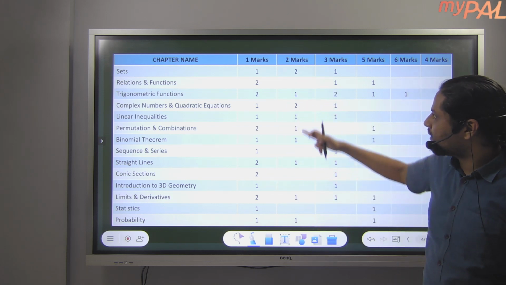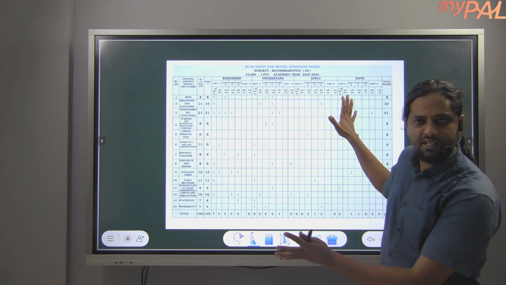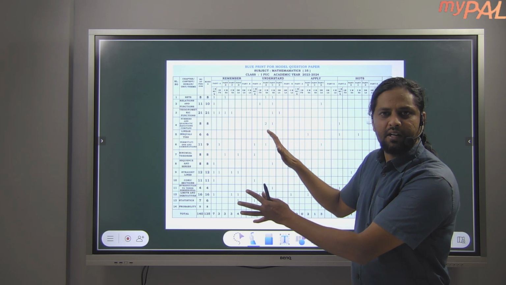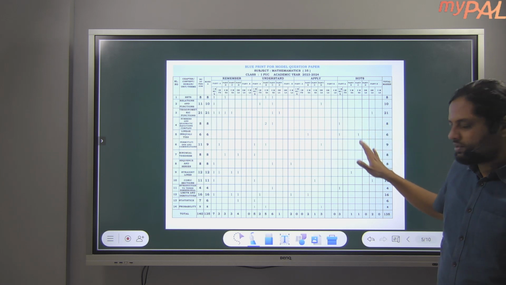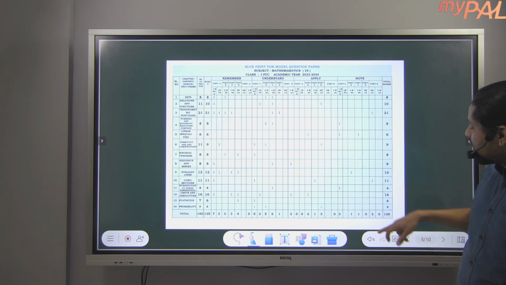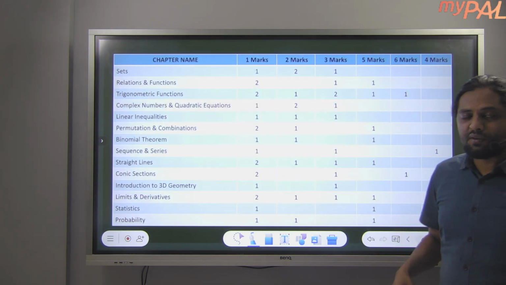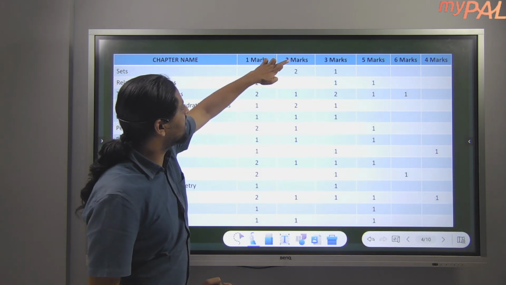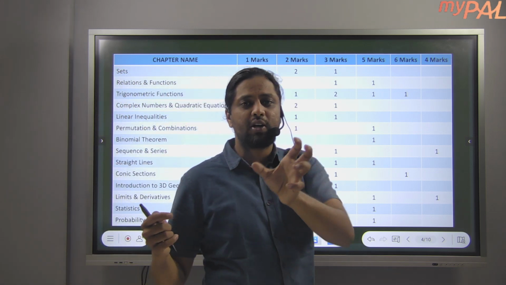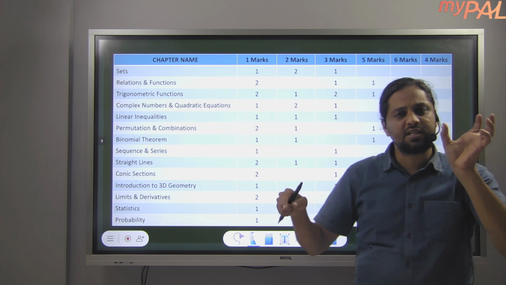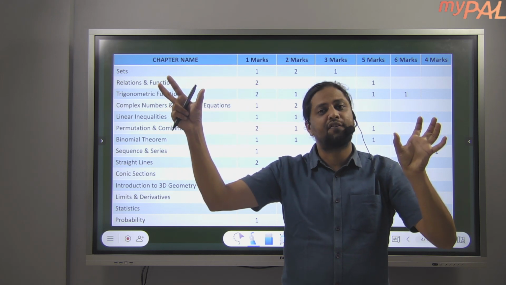Because if I know this pattern, in the blueprint also it's given, this blueprint is available with you. What I've done is, I've just shortened this and made it better to understand, because in the blueprint they've segregated it in different parts. What extra information you'll get in the blueprint is, say for example, if I have 2 questions from sets as 2 markers, the blueprint will say whether you're getting an easy question, a medium question, or a tough question. So I would want you to refer to that as well.